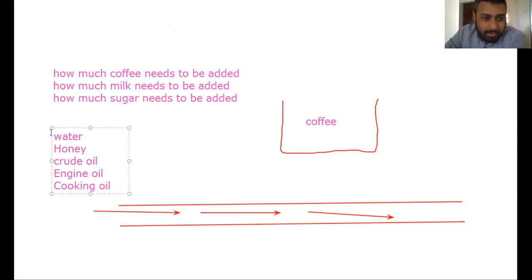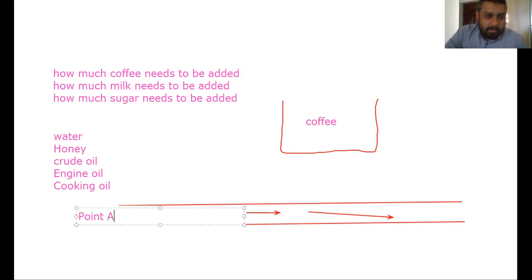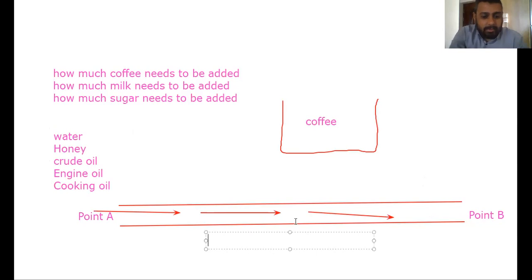So you were trying to find out, for example, if you want to send water from point A to point B, how much time it takes. This is the experiment you can develop. Here, this is your point A, and this is your point B. So how much time does it take for water to go from here to here, and under what conditions, for example, what are the pressure and temperature inside?